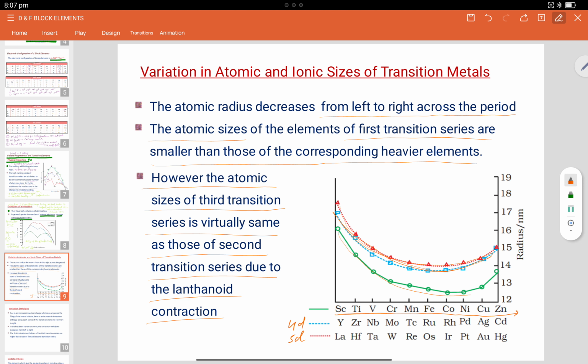And this is your third series. If you check from scandium, then titanium, vanadium, chromium, manganese, iron, cobalt and nickel, they are having similar, almost similar, not same but similar size. And here it increases, a reversal. That means the size of zinc is more than copper. According to the concept it should be less, but here you can see zinc is greater in size as compared to copper.